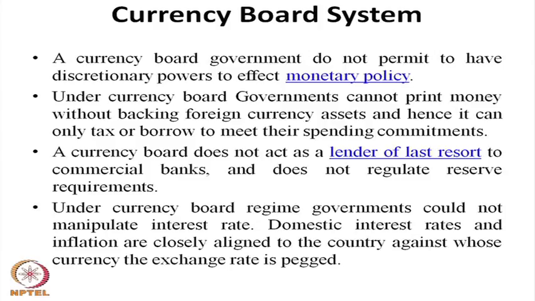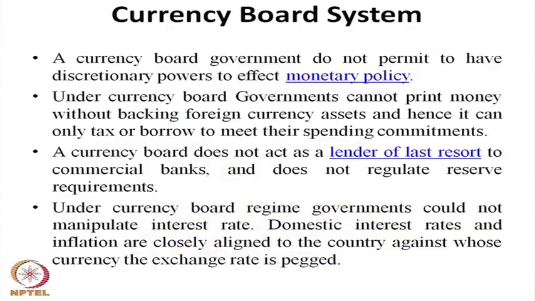A currency board government does not have discretionary power to affect monetary policy. What does it mean? It means that monetary policy independence is not there on the part of the domestic monetary authority, because they indirectly practice a fixed exchange rate under the currency board. They adhere to the fixed exchange rate. The domestic circulation of money depends upon how much foreign currency the country is earning. The domestic interest rate depends upon the country where the currency is pegged.